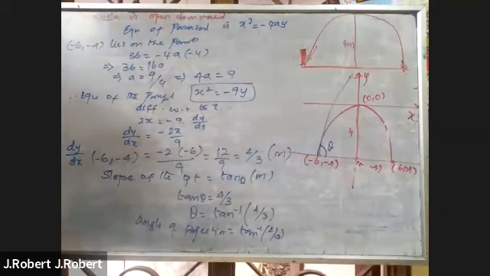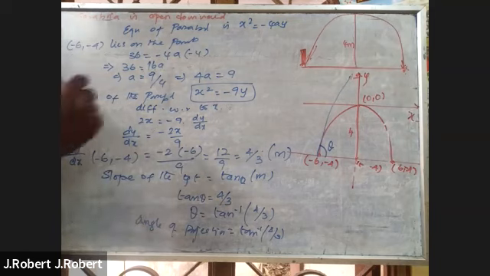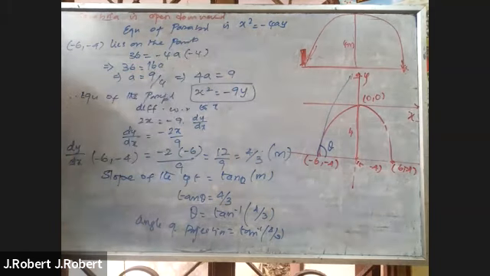Once the diagram is drawn, it looks like a parabola that opens downward. The equation of the parabola is x squared equals minus 4ay. Minus 6 comma minus 4 lies on the parabola. If I put x equals minus 6 and y equals minus 4, I get 4a equals 9. Now the equation becomes x squared equals minus 9y.